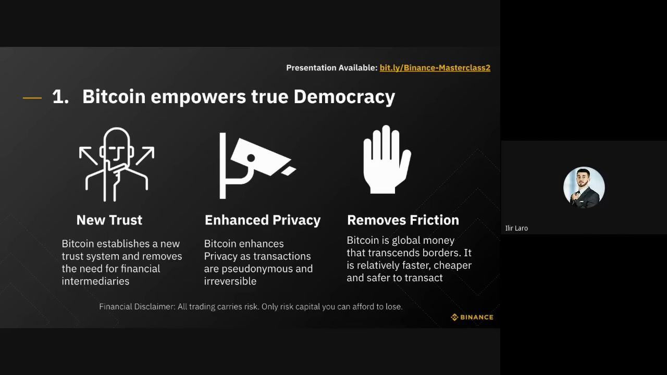Bitcoin enhances privacy. So even though all transactions are made public in the blockchain, they are not actually tied to anyone's real identity. So in that way, Bitcoin is pseudonymous and fairly private and fungible. Transactions are also irreversible, meaning that it's immune from interference and you cannot be stopped from using this network. Whereas in the old money system, you can. Lastly, Bitcoin removes friction. Bitcoin is digital money that you can transfer to anyone, anywhere, at any time, 24/7.